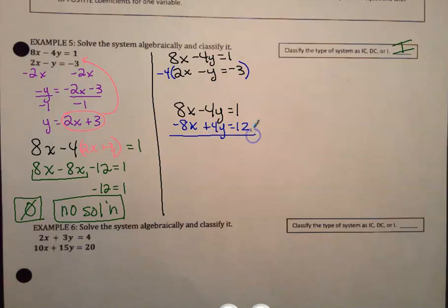Now 8x minus 8x, those I eliminated. Negative 4y plus 4y, those I eliminated. So I have 0 on the left. 1 plus 12 is 13. Again, not a true statement. 0 equals 13 is not true. I have no solution here.